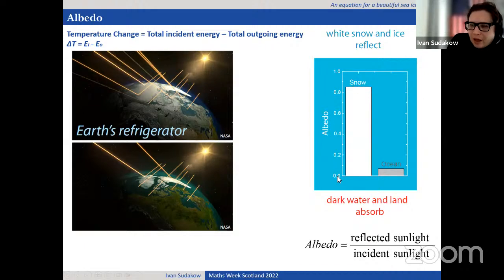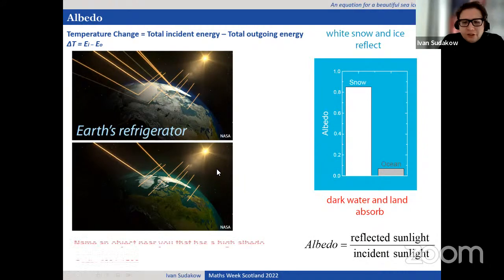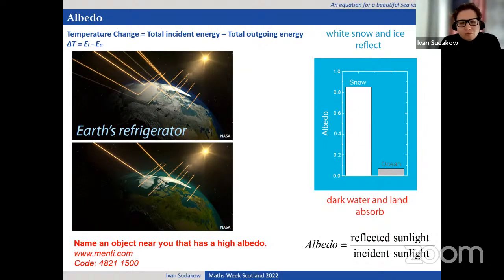Now I want to stop here and ask you. You can find the link in the chat, or just go to menti.com and put in that code, and I have a question for you. Name an object near you that has a high albedo. Any object that is close to you. You can just put the name, and you'll see your answers on the slide. Or you can also drop your answers in the chat. But think about it: high albedo means it reflects light well, right? It's a white surface. And low albedo is a black surface, and it absorbs energy.